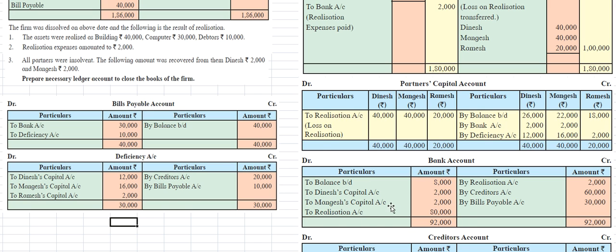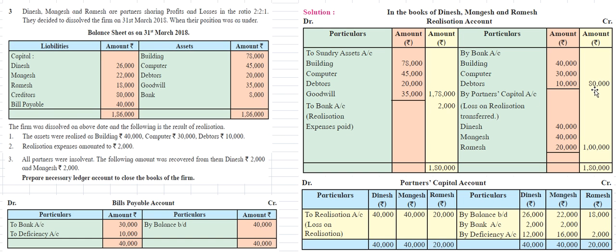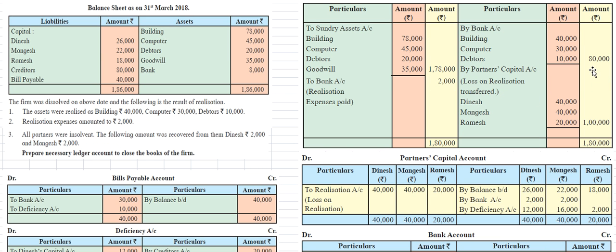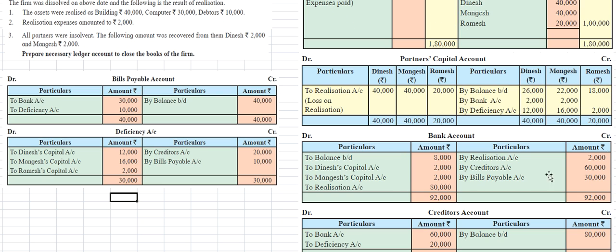Next, to the realization account, the amount of 80,000 rupees after selling the assets is transferred and coming here. And by realization expenses, this is already expenses paid by the partners, that is 2,000 rupees. This 2,000 rupees is coming here, and by creditors account 60,000 and 30,000 rupees, so creditors and bills payable are paid by bank account.